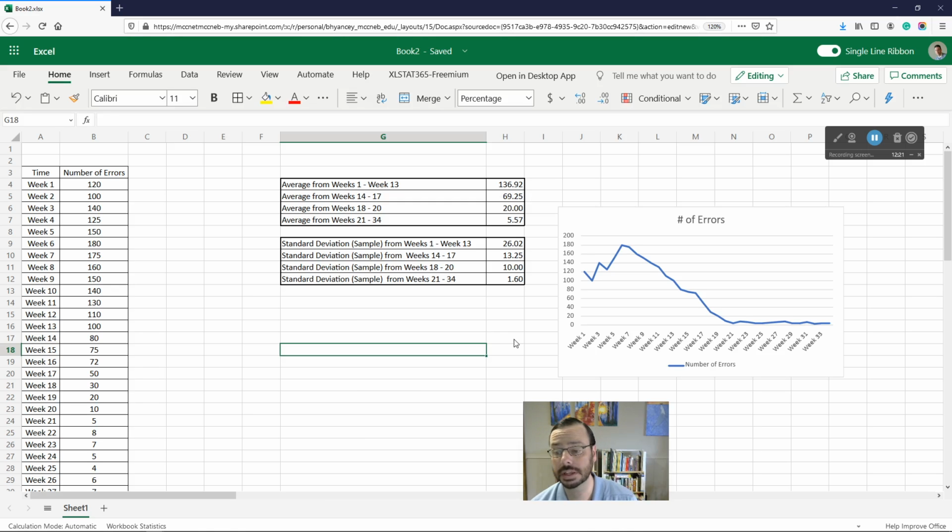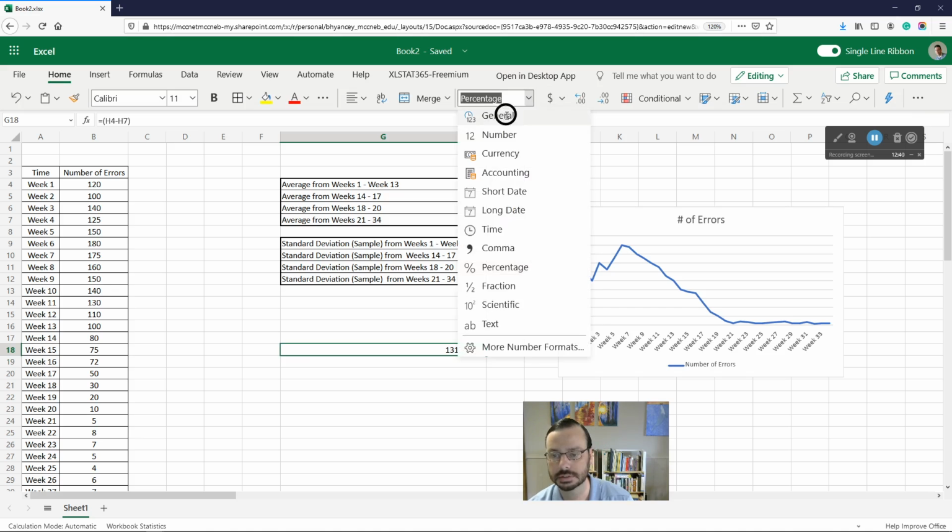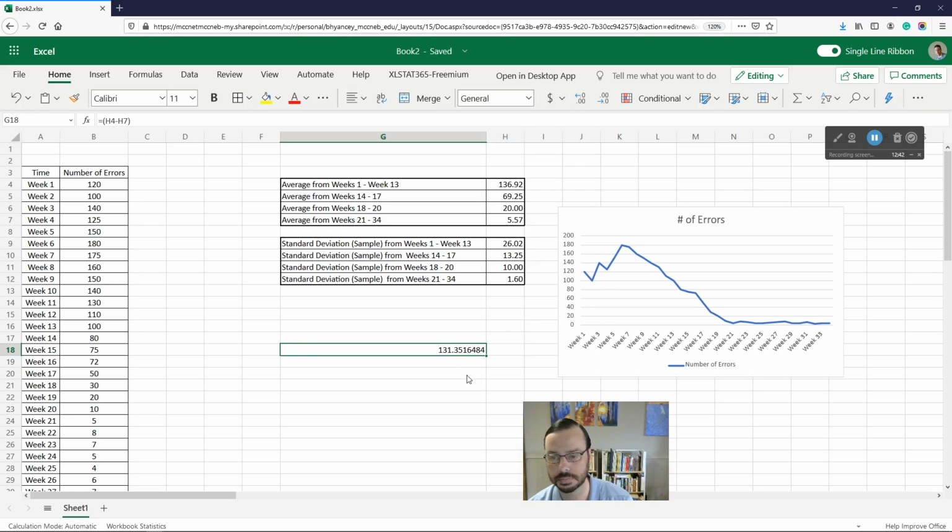But if we think in terms of, well, how much was the change? We can do a formula in Excel that will tell us that. And so what's the change? Equals, open parentheses. Well, this one changed from 136.92 minus 5.57. Oops, I don't want percentage anymore. So it changed 131.35 roughly. Get my two decimal places.